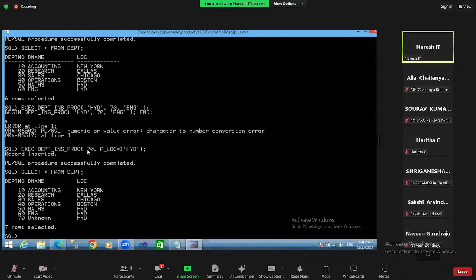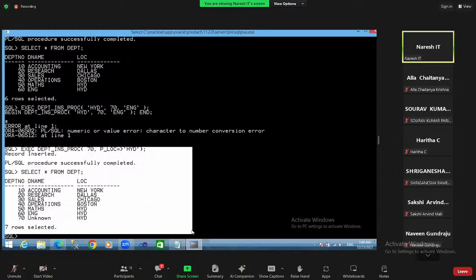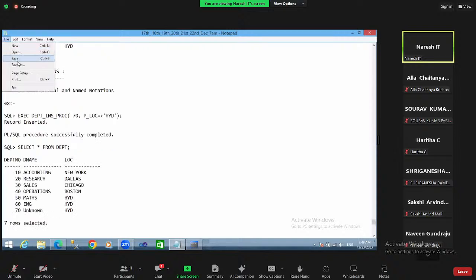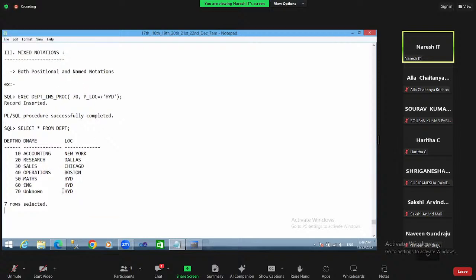That is taken as the department number. I said Hyderabad belongs to location. What are you not passing? The name is not passing. Right or wrong? This is the example, guys. These are called notations.